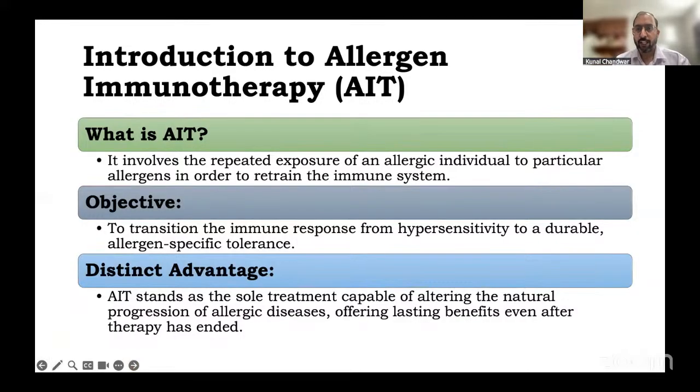So if you have a child who is set on an allergic march and instead you give them allergen immunotherapy at the right point of time, you will realize that this has been able to alter the natural course of their allergies.